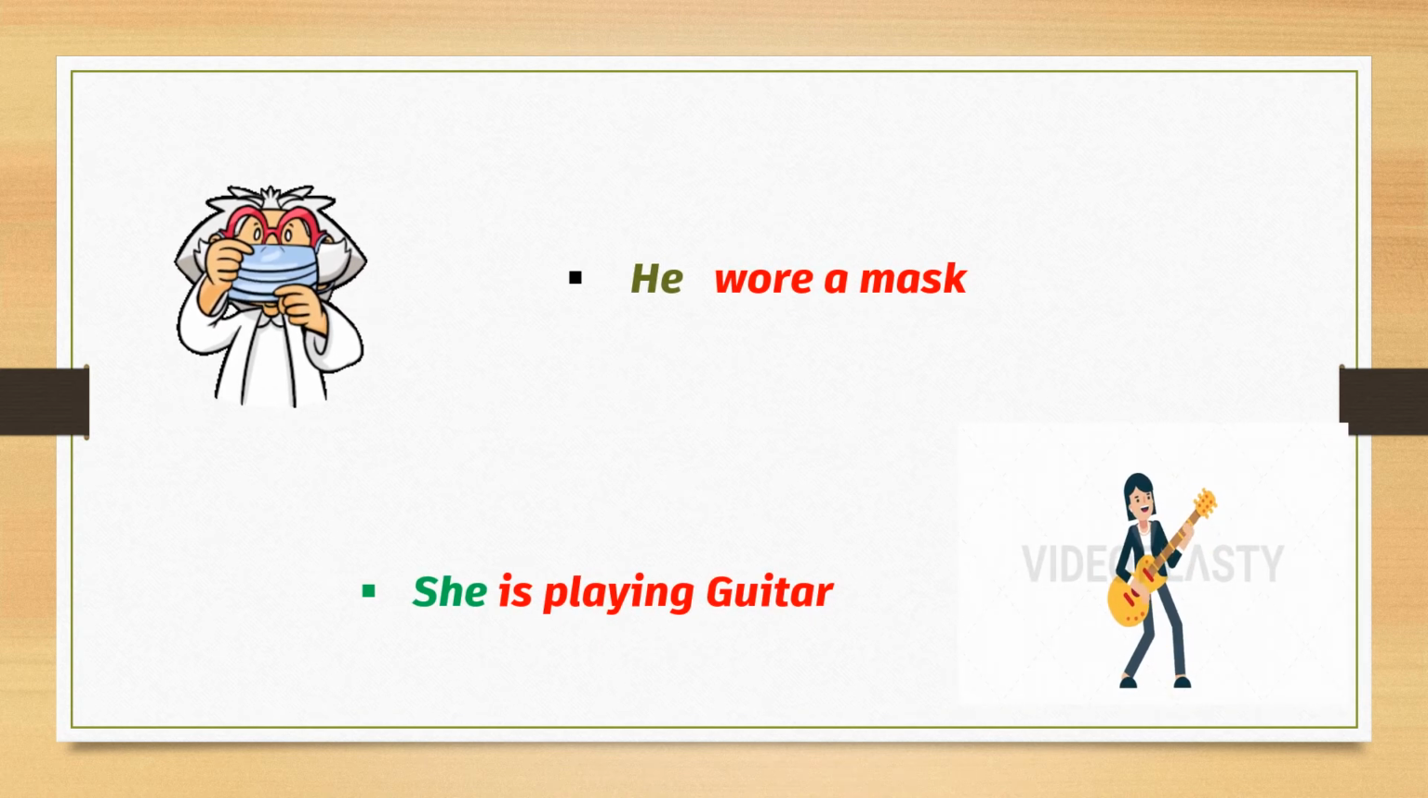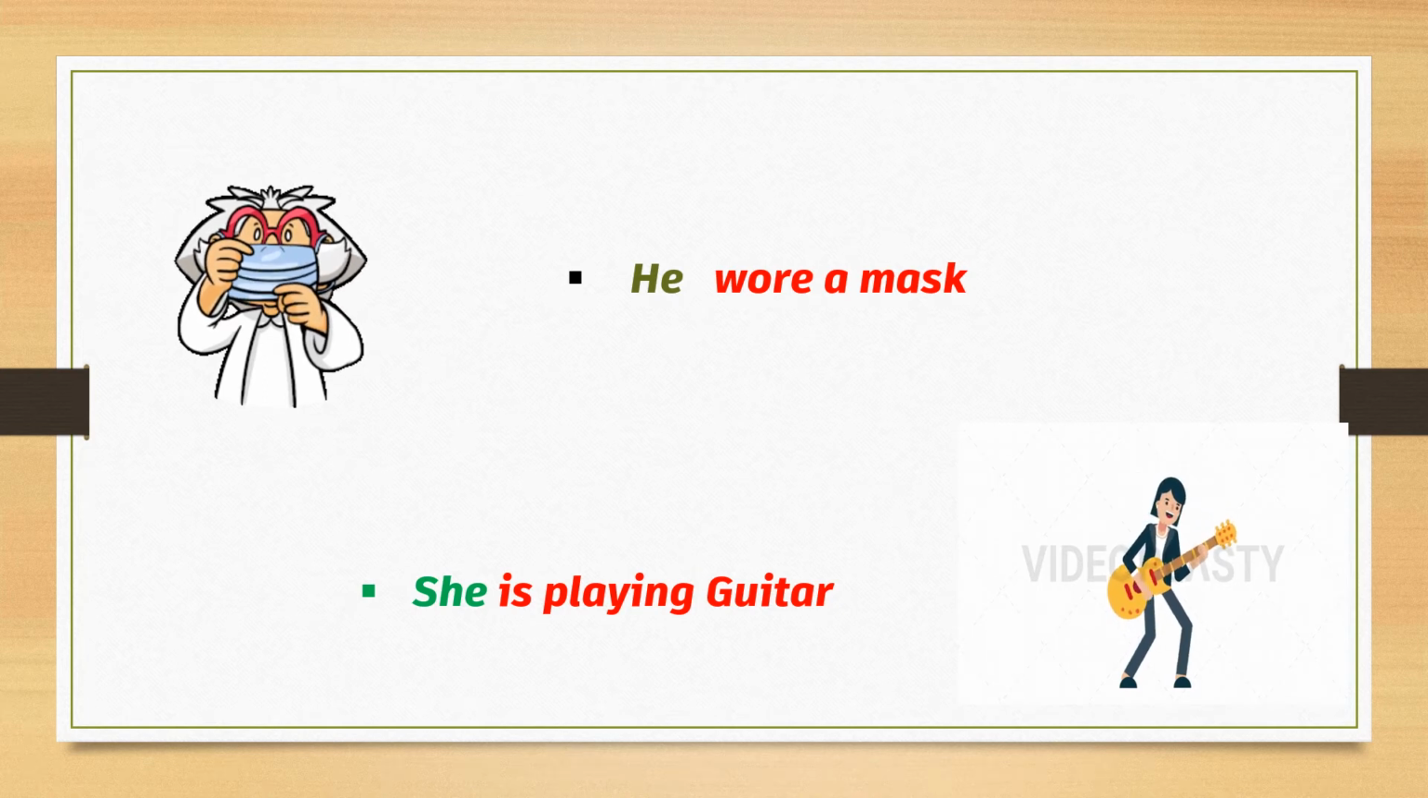A few more examples on this concept, the subject and the predicate. He wore a mask. He, which was highlighted in the green color, is the subject because we are speaking about a person, a noun. What he wore, a mask, becomes the predicate, which was highlighted in the red color.